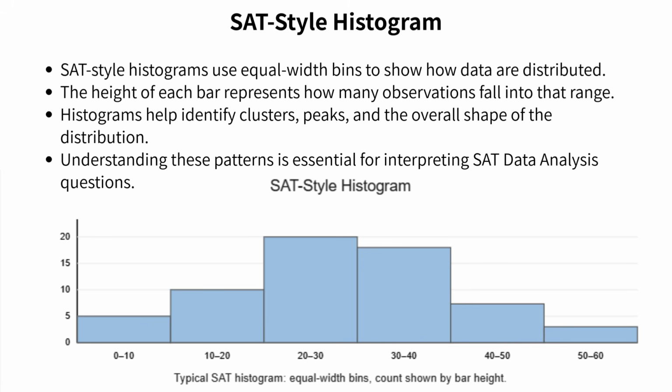Histograms don't tell us the exact values, the way a raw data list does. But they show the overall shape, which can reveal skewness, clusters, or outliers, all of which influence the mean, median, and mode differently. By learning to read this shape at a glance, you'll be able to answer SAT data analysis questions much more confidently and quickly.